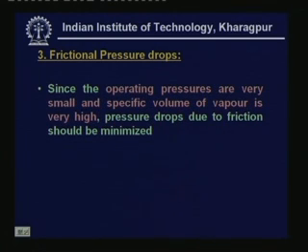Since the operating pressures are very small, just now I have mentioned that the system will be working under vacuum. Since the pressure is very low, the specific volume of vapor will be very high. So pressure drops due to friction should be minimized, because you have to handle a large volumetric flow rate of water vapor. Either you have to have large pipes, pipeline sizes have got to be large, which is not really economically good. So you have to go for smaller pipes. When you go for smaller pipes, since the volumetric flow rate is high, the velocity will be high. Once the velocity is high, the frictional pressure drops will be high.